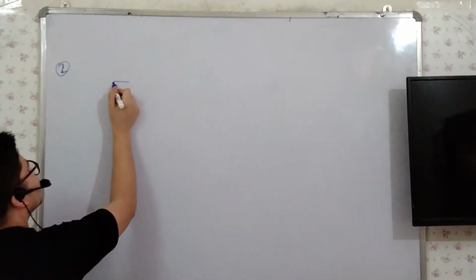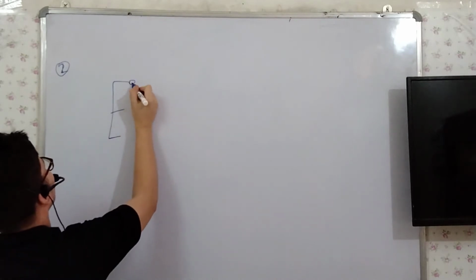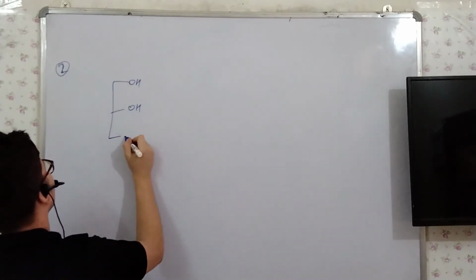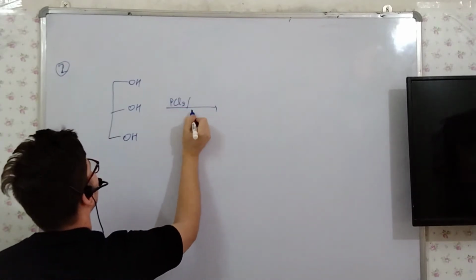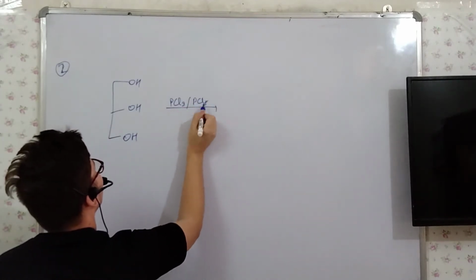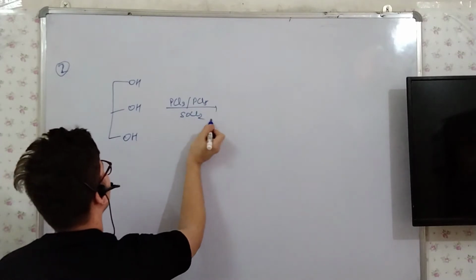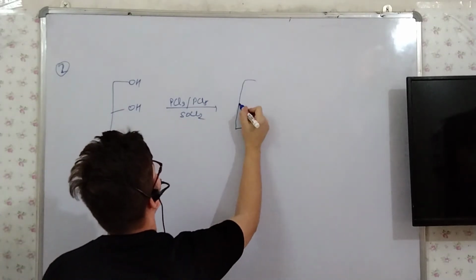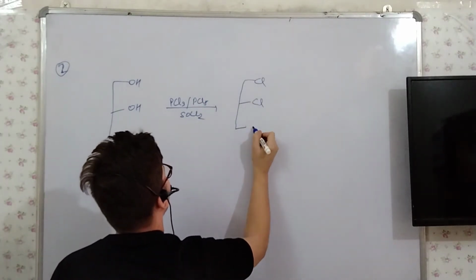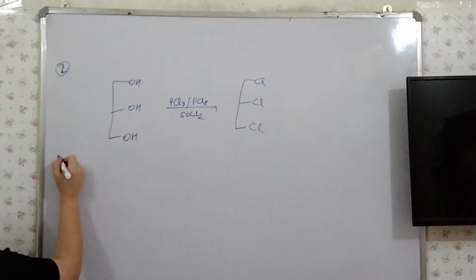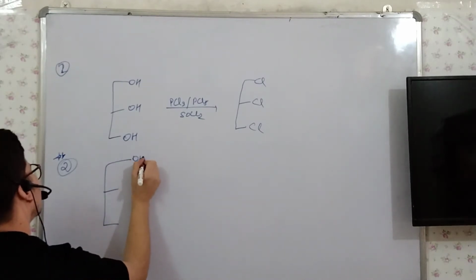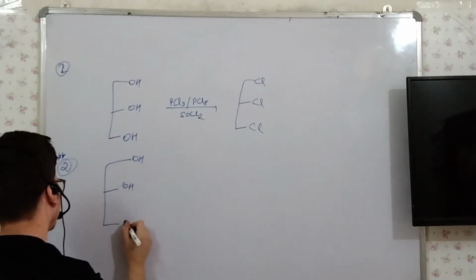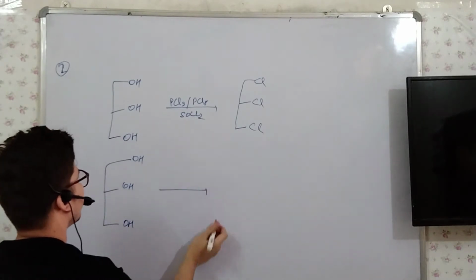Now we will use the next point, when we have more than one alcohol group on a compound. So we have given PCl3, PCl5, SOCl2. So we will get chlorine, chlorine and chlorine. Now there is an important example of this also, where we take a similar compound which is glycerol. Everyone knows glycerol.